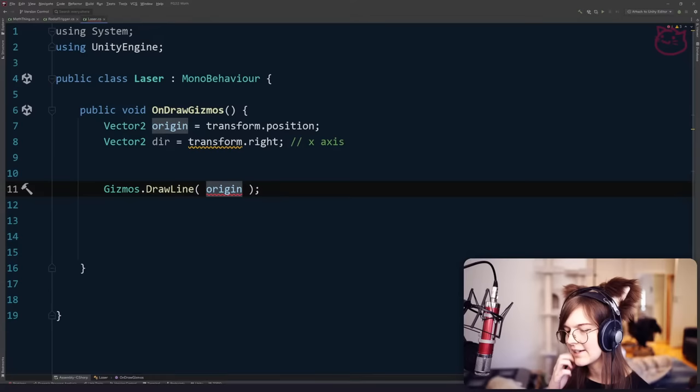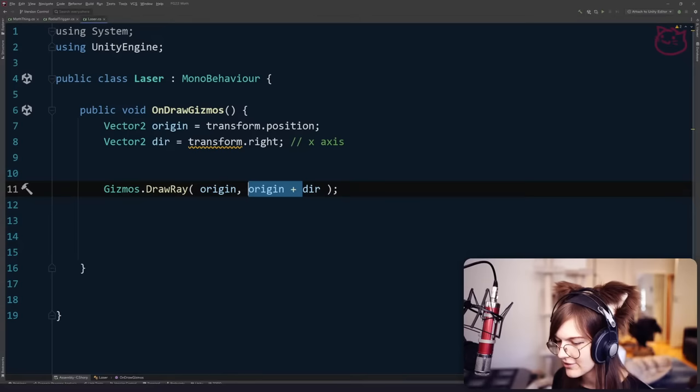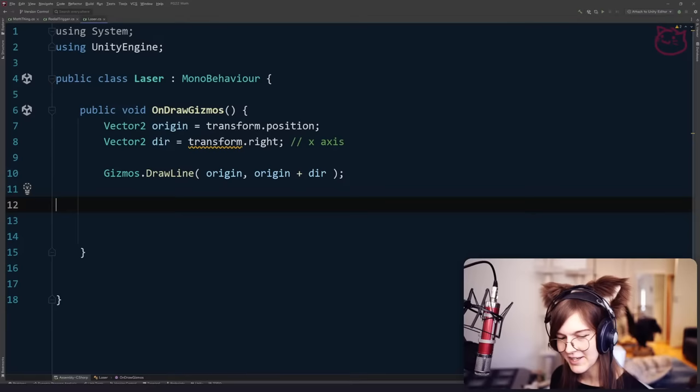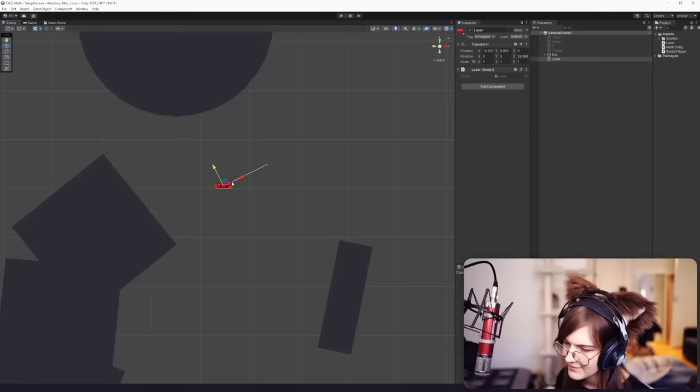You can also use Gizmos.DrawRay if you want to. In that case, you can omit the origin here, and then it's just drawing it as a ray. But personally, I just like using DrawLine because it makes more sense in my head. Okay, so now we should have a line drawing along the x-axis. And we do. So now we have this little white line. So this is going to be the direction of our laser.